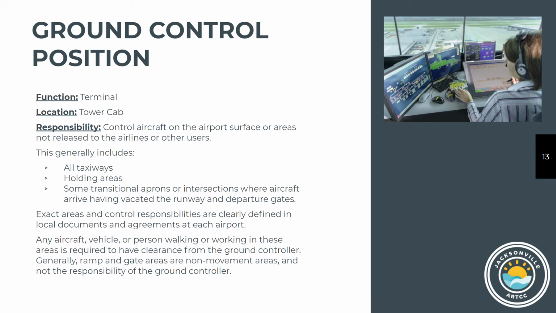So now, any person, vehicle, aircraft who's going anywhere in the movement area is controlled by the ground controller. And anything in the non-movement area, again, that's area that's not a movement area by definition, which is for us typically ramps and gates, are not your responsibility as a ground controller.